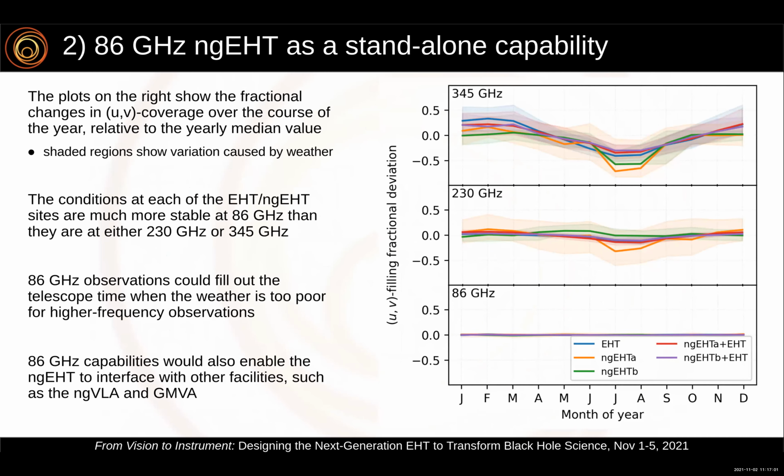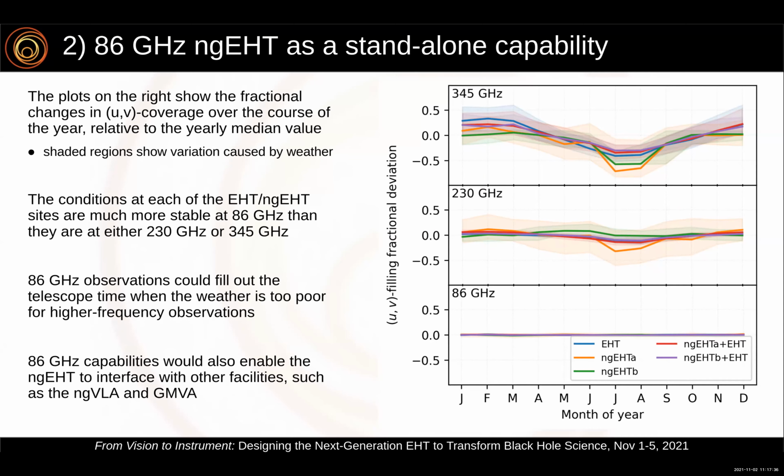Here we also show fractional changes in UV coverage over the course of a year. This is relative to the yearly median value for the 3 frequencies at which these ngEHT sites will be observing. And we wanted to show the stability of 86 gigahertz and the stability of the capabilities for the entire year. And you can see here for the summer months, of course, we see dips in filling fraction on this coverage because of high humidity in the summer for the northern sites, which are a majority in the array.